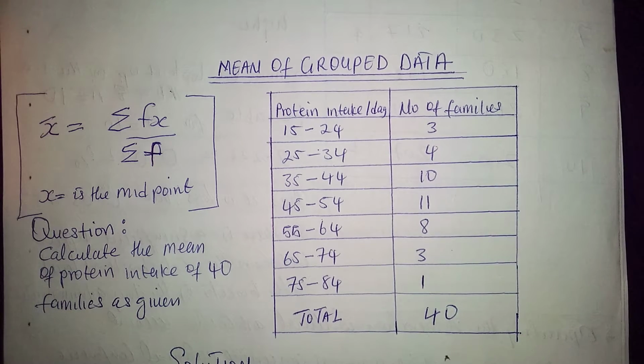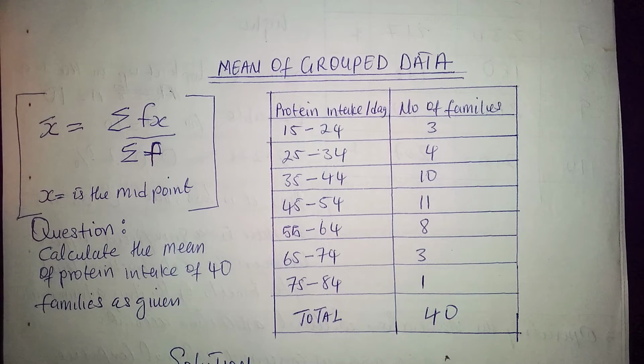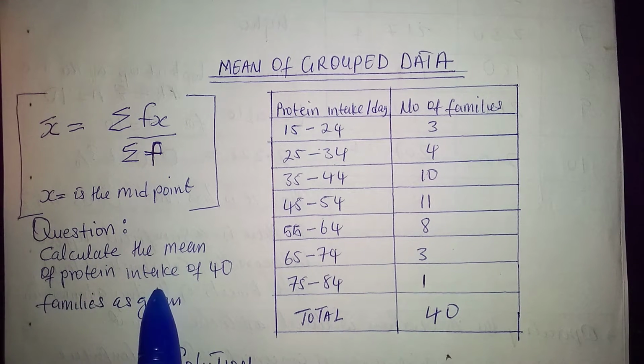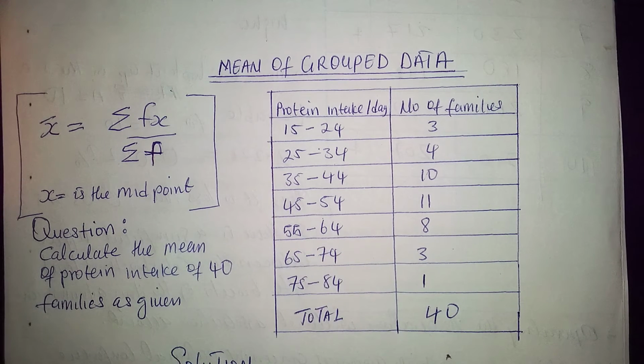Okay, we shall be looking at how to calculate the mean of grouped data. What are grouped data? Data that are in this format are known as grouped data. Now look at this question. It says: calculate the mean of protein intake of 40 families as given below. So this is the question that is given, and we are required to calculate the mean.